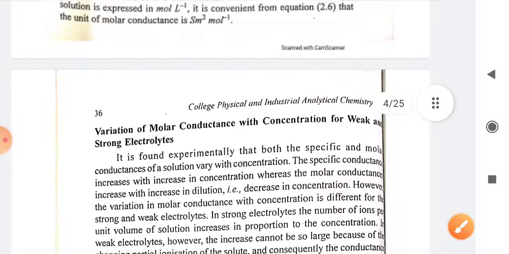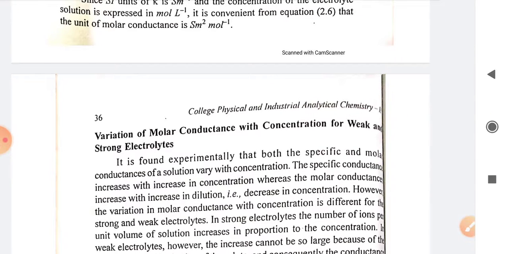Now in the next lecture we will try to see the variation of molar conductance with concentration for weak and strong electrolytes.